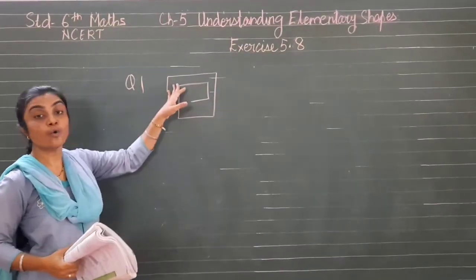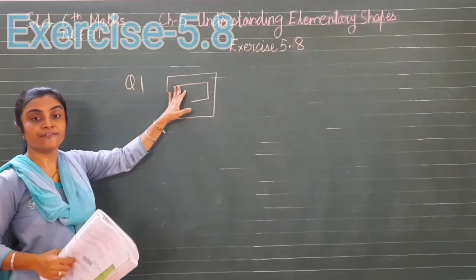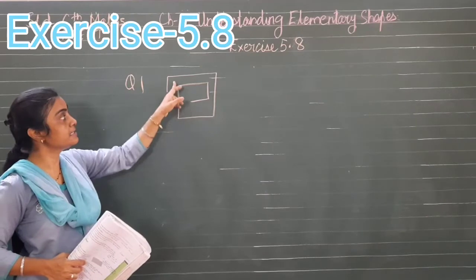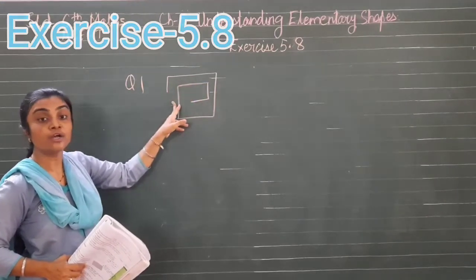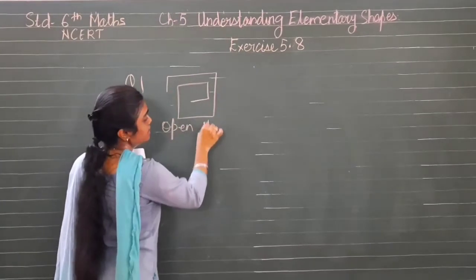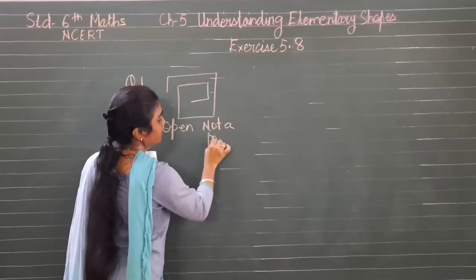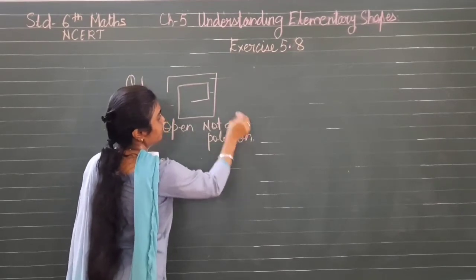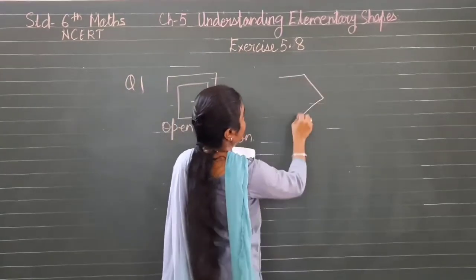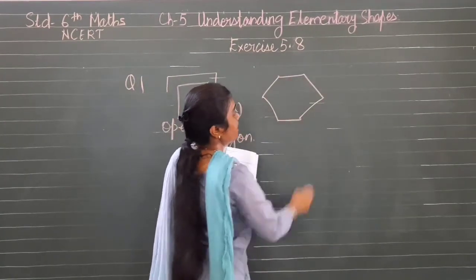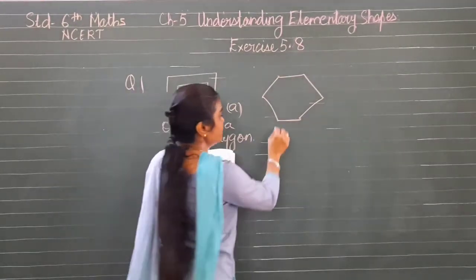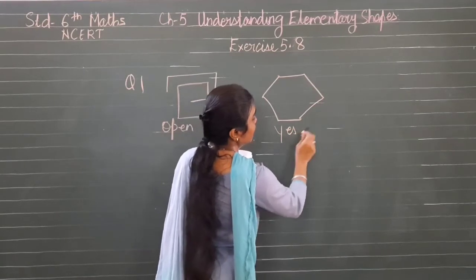Now here this is an open figure and you know the definition of a polygon. It is closed and made up entirely of line segments. Here it is line segments but it is not closed, it is open. So as it is open, it is not a polygon. Now let us see figure B. Here all the sides are closed and made up entirely of line segments. So yes, it is a polygon.